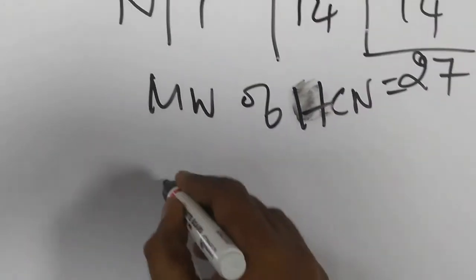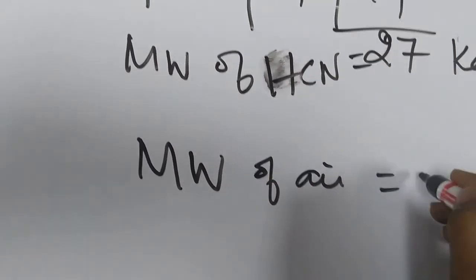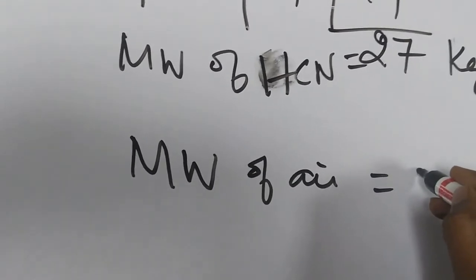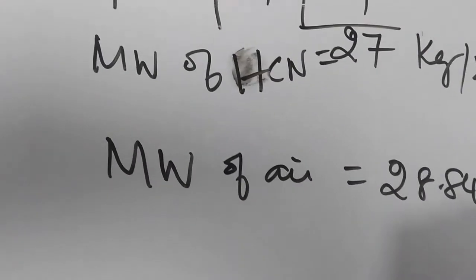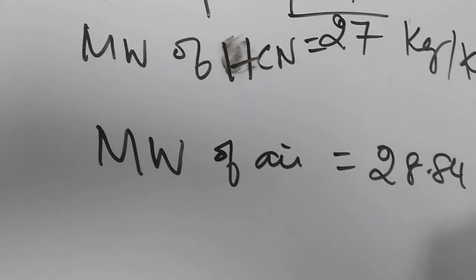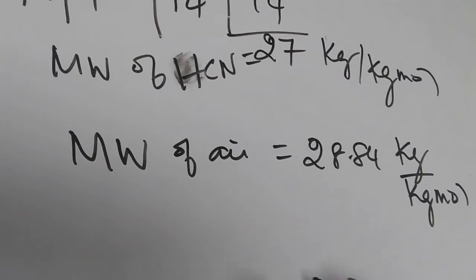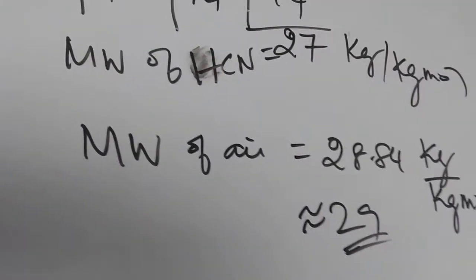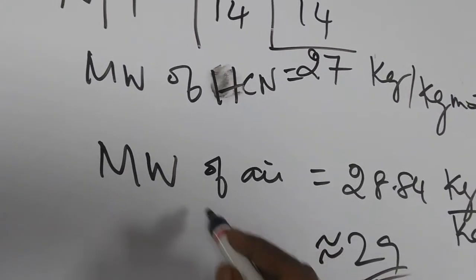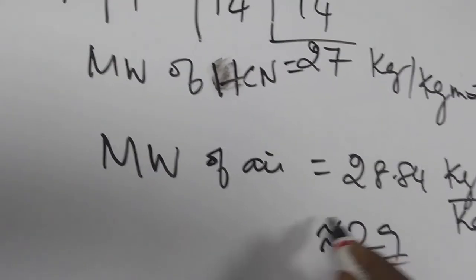Okay, in the previous problem we have determined what is the molecular weight of air. It is coming out to be 28.84 kg per kg mole. Okay, 28.84 kg per kg mole, or you can take it to be 29 also. Okay, so average molecular weight of air, we have determined this in the previous problem, so we are making use of it.